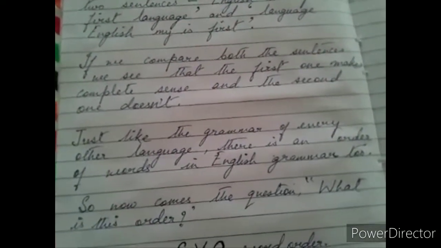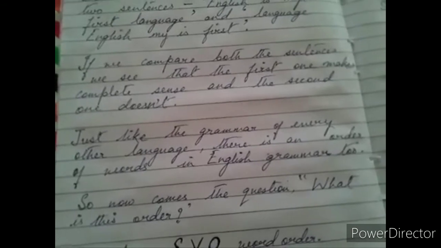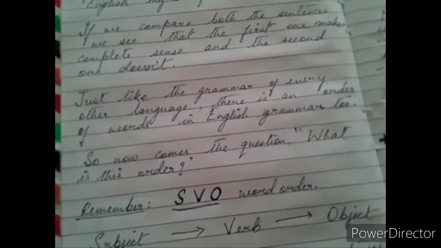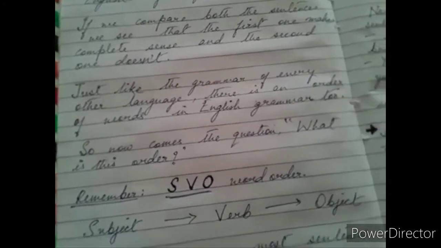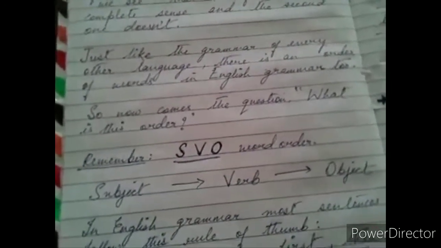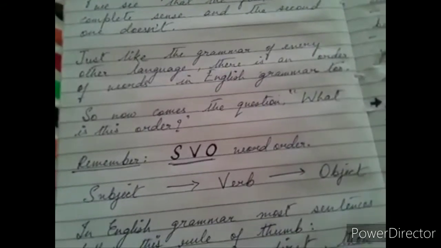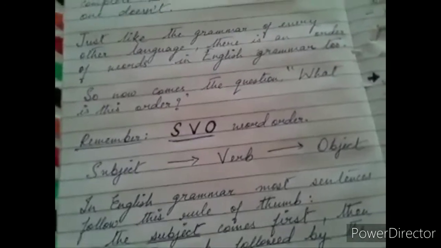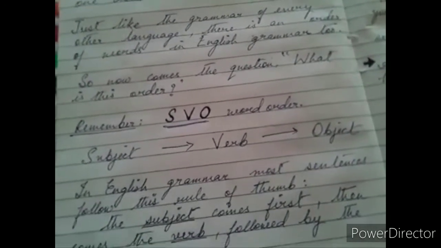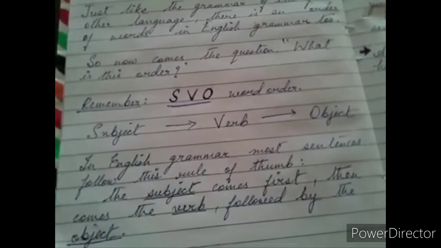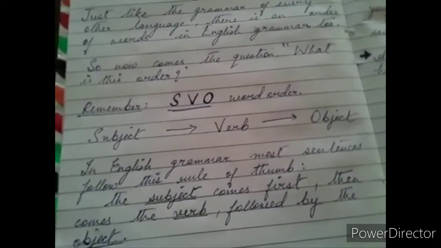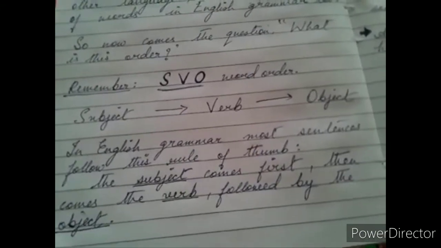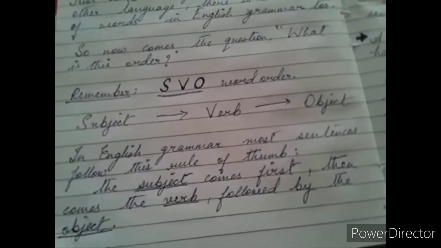Just like the grammar of every other language, there is an order of words in English grammar too. So now comes the question, what is this order? To understand this, remember SVO word order. So what is this SVO word order? It's subject, verb, object. In English grammar, most sentences follow this rule of thumb. The subject comes first, then comes the verb, followed by the object.